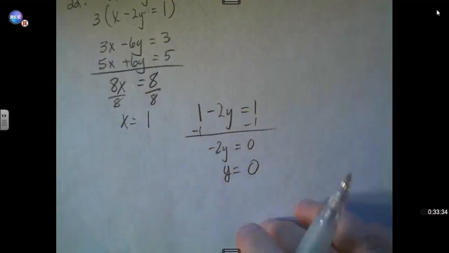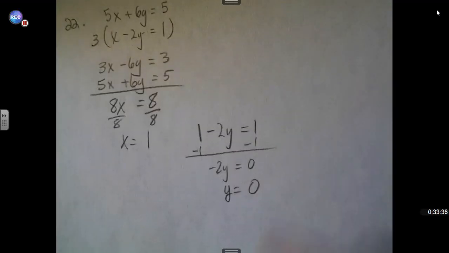That happened on a quiz, and a lot of people had their work shown and had negative 11y, I think it was, equals 0, and then wrote that there was no solution. 0 is a number. 0 is a real number. So something can equal 0. That just means that these two lines intersect on the x-axis, because y is 0. So the ordered pair where these two lines intersect is the ordered pair 1, 0.